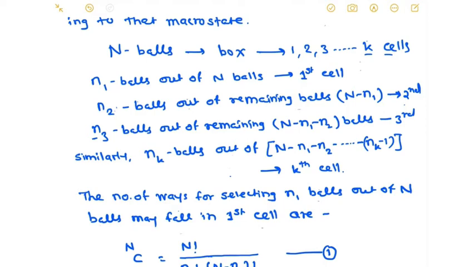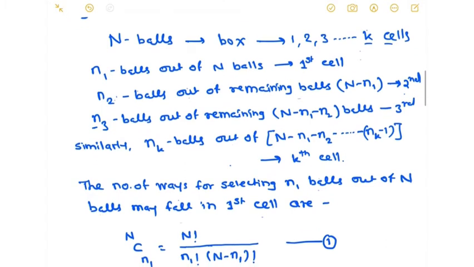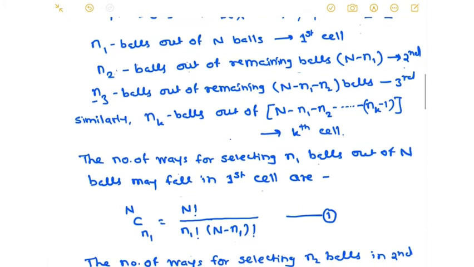That number of ways we write by using a combination rule. That combination rule we write: out of n, how many we select? n1. Hence, selecting n1 balls out of n, the number of ways we write as n factorial divided by n1 factorial into n minus n1 factorial. Now this is the general formula for selecting n1 balls out of n balls. Then these are the number of ways.